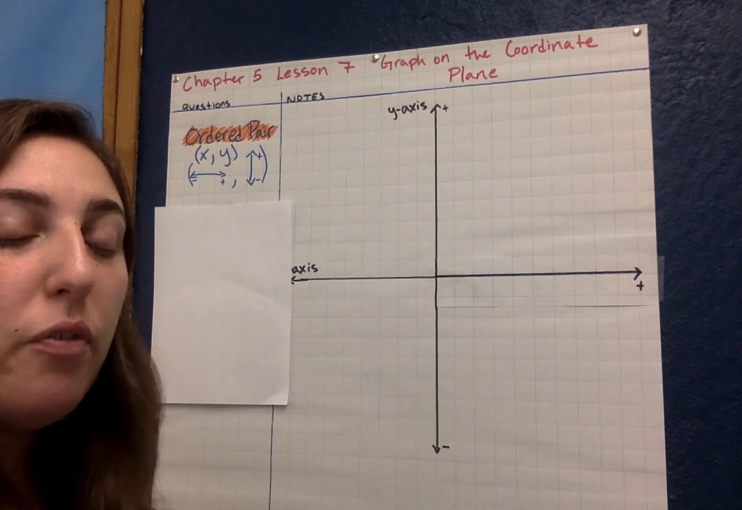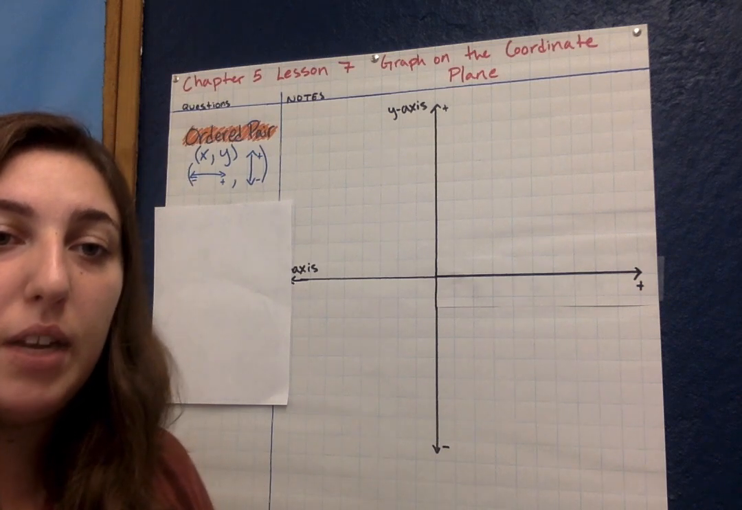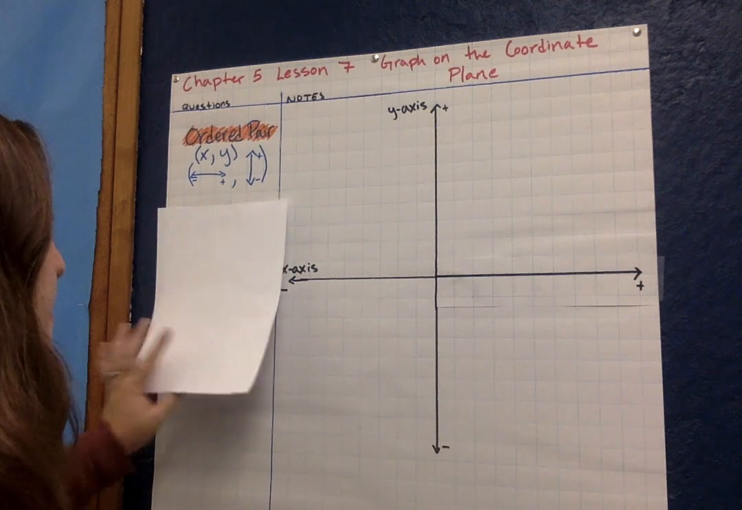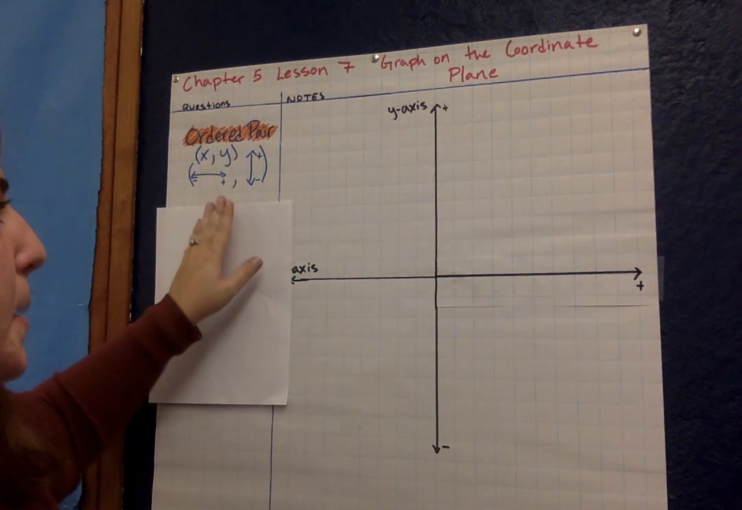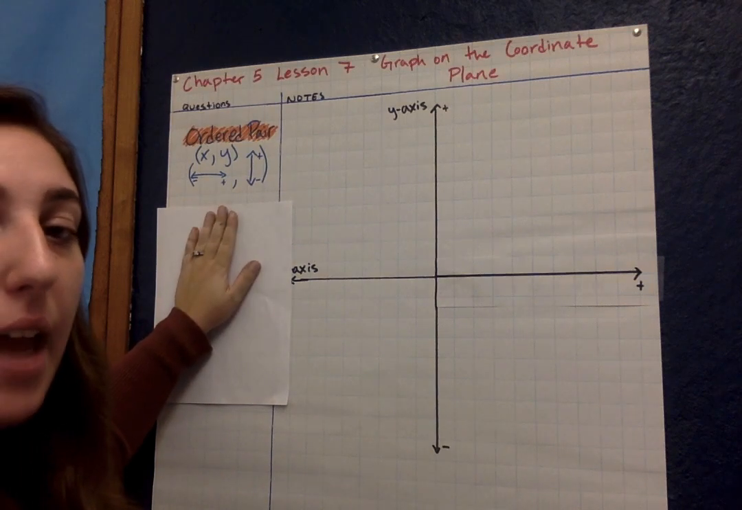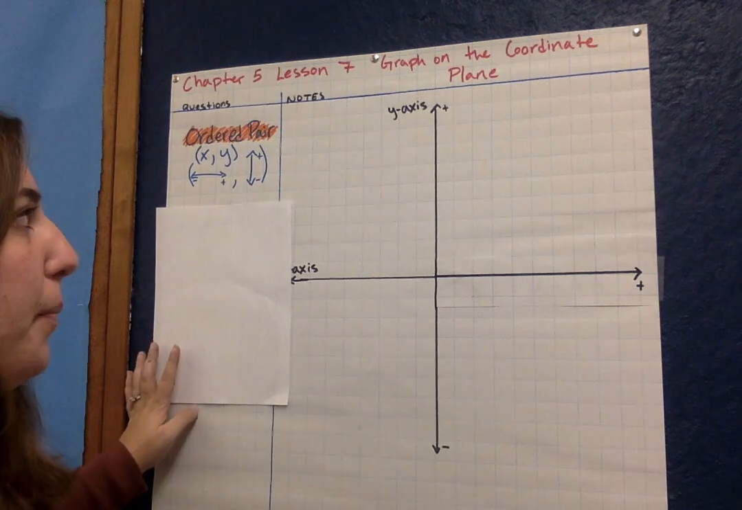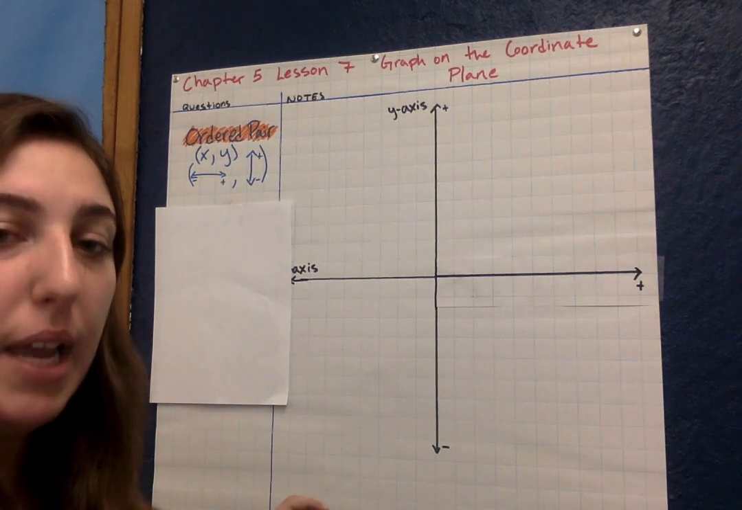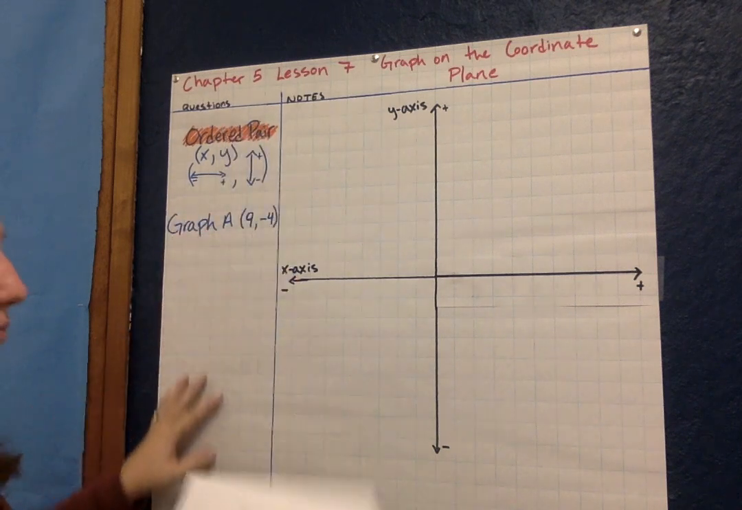A lot of this so far will hopefully be a review for you because we did some of it in class. But a review is always good. So knowing how to identify our ordered pairs and knowing what they look like will help us when we're graphing on the coordinate plane. So first we need to graph point A.